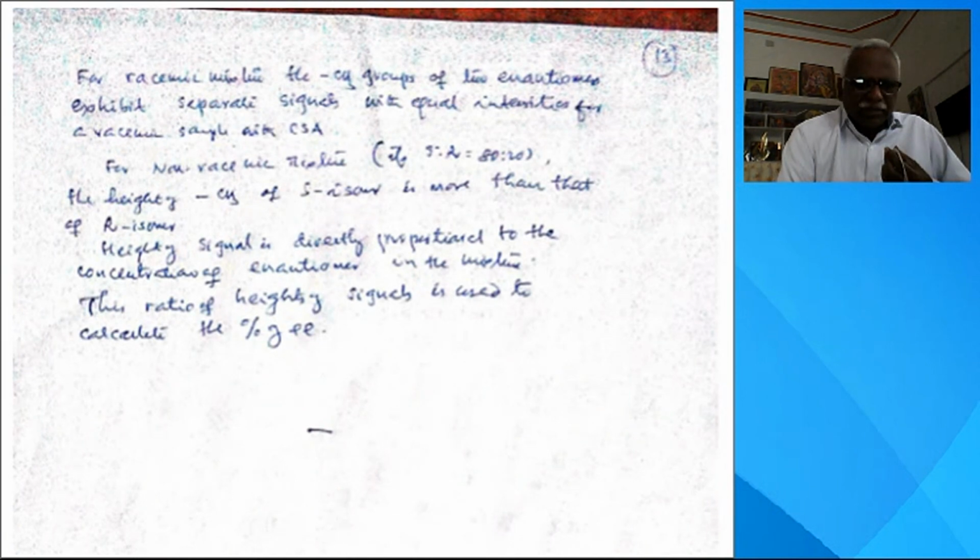Here, because of unequal amounts of dextro and levo isomers in the mixture, one is in excess and the other is less. Then one isomer has a methyl group signal of greater height, the other of shorter height. The height of the signal is directly proportional to the concentration. So by measuring the heights of the signals of the methyl groups of the two in the NMR spectrum, we can decide the ratio of the two enantiomers present in the mixture. That we can calculate based on the heights of the signals of the methyl groups.